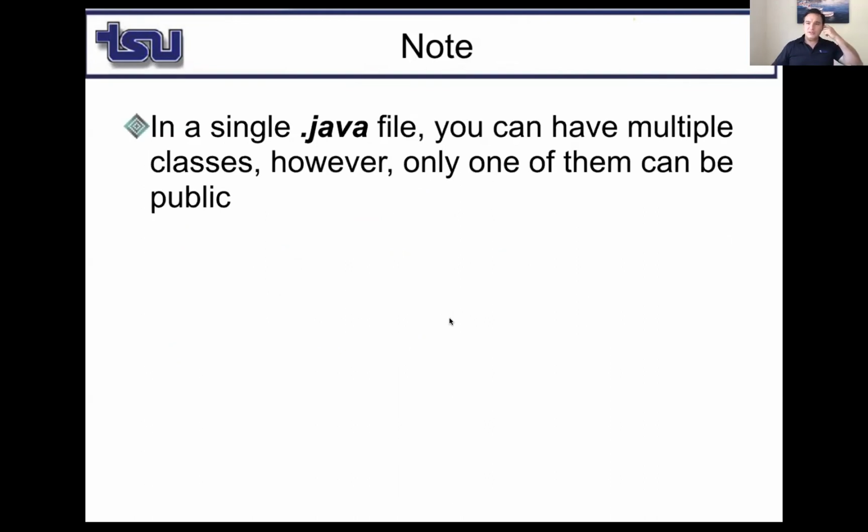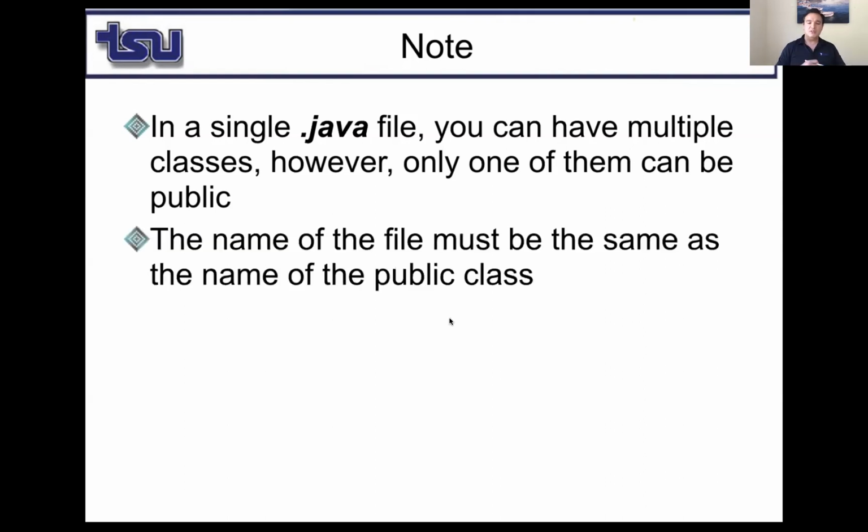Okay, so to get started, first let's talk about certain things that you need to get familiar with. In a single .java file, you can have multiple classes. It doesn't have to be just a single class. You can have multiple classes, but only one of them can be public. And the name of the file must be the same as the name of the public class. It is important.